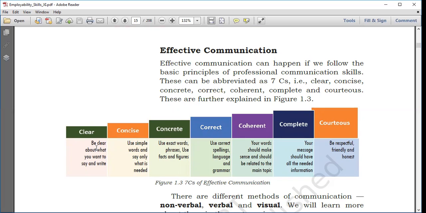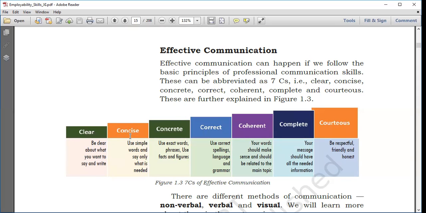Clear means be clear about what you want to say and write. In communication, the most important thing is that you should be clear about what you are saying or whatever you are writing, right? So the idea should be clear.